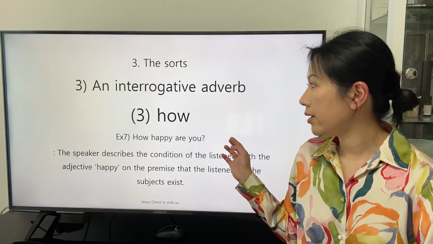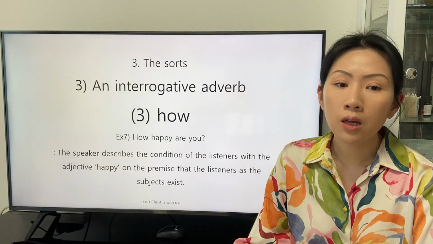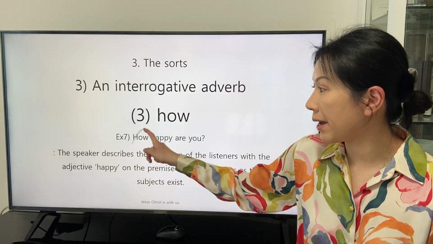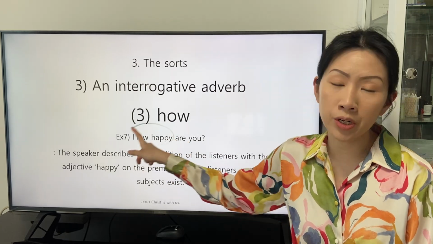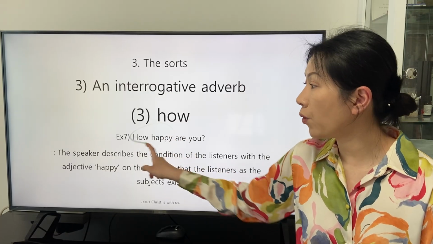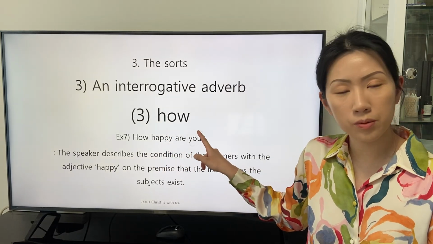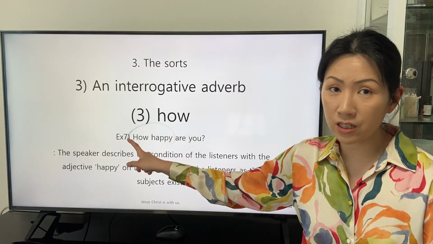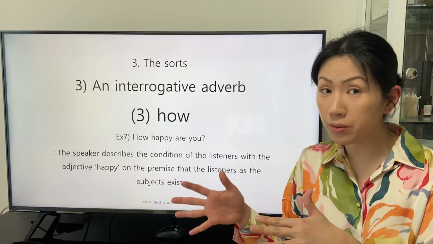The seventh example that the interrogative adverb how is applied in is this. How happy are you? In this clause, the interrogative adverb how describes the definition of the adjective happy, and the two words form a phrase of the adjective happy, and this phrase of the adjective describes the condition of the subject you. So we can understand that the phrase of the adjective how happy has the role of the subjective complement in this clause.